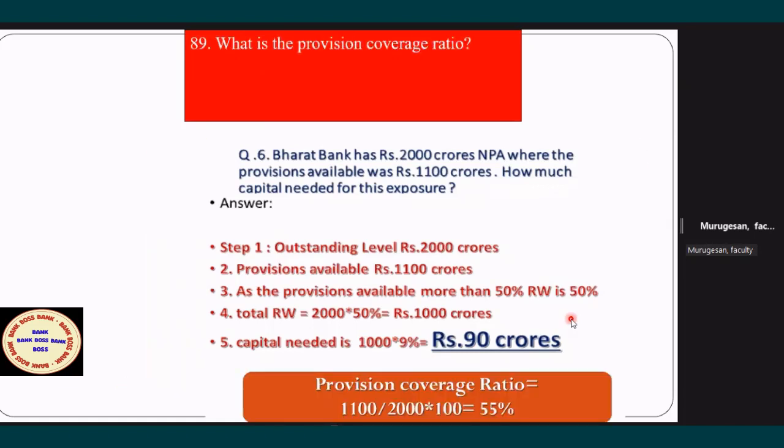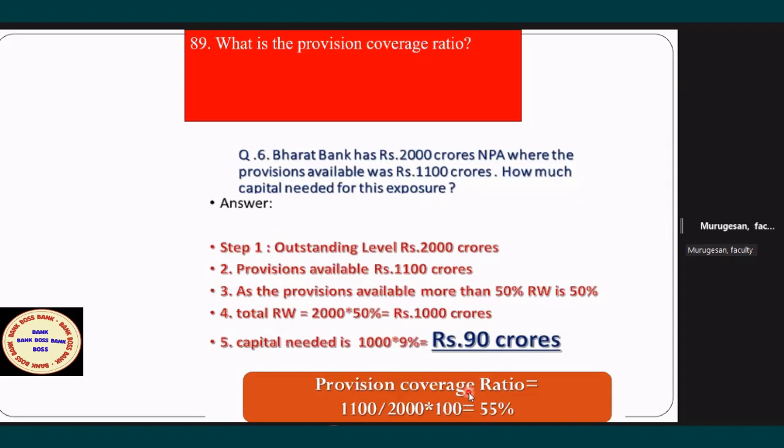Now 89, what is the provision coverage ratio in this example? Sometimes they will call it PCR. PCR means provision coverage ratio. 2,000 is the exposure NPA. 1,100 is the provisions available. So 1,100 divided by 2,000 into 100, 55% is the provision coverage ratio.